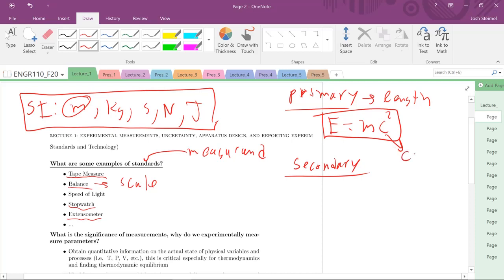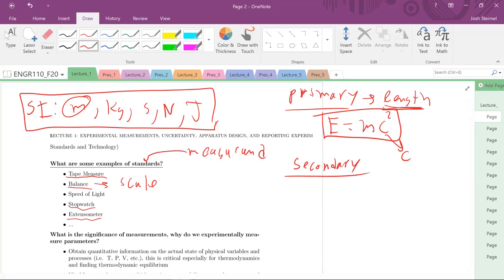So we actually measure length. We can measure length extremely accurately, with high precision and high resolution, relative to the speed of light, essentially. So energy equals mc squared. We actually define what length is, a meter, via this standard, which is the speed of light.